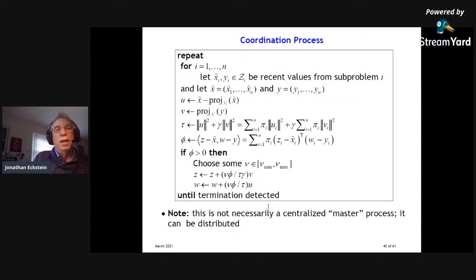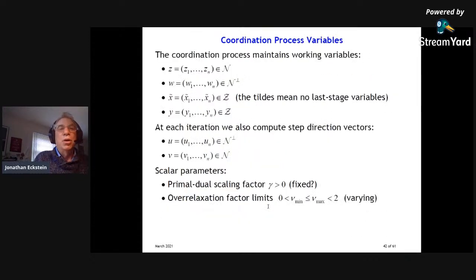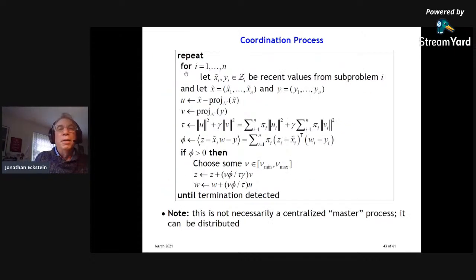This is rather long and complicated, but essentially the Z is the primal solution, W is the dual solution. If you apply this projective splitting method, the coordination process gets some data from recent values of the data from all the subproblems. It basically projects the x's onto the orthogonal complement of the non-anticipativity space. It projects the y's onto the non-anticipativity space, computes a step size here, takes a step. It looks a little complicated, but it's just doing that projection in a particular high dimensional space.